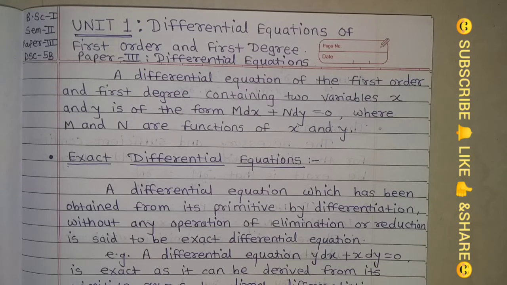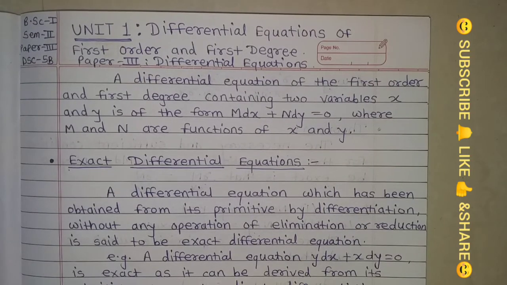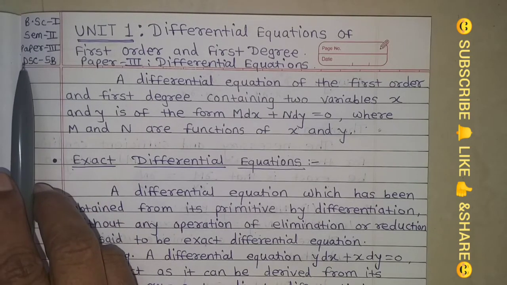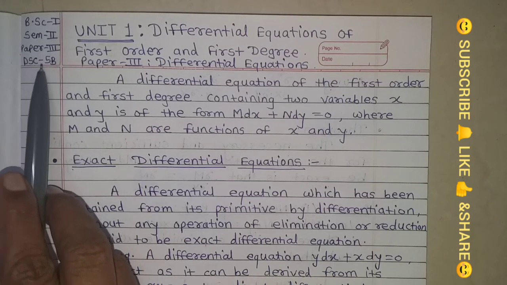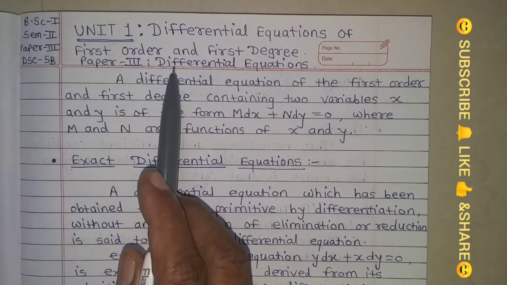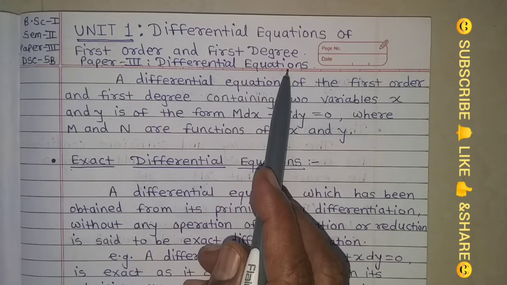Today we will discuss paper 3 of semester 2. Code for this paper 3 is DSC 5B. And name of this paper 3 is Differential Equations.